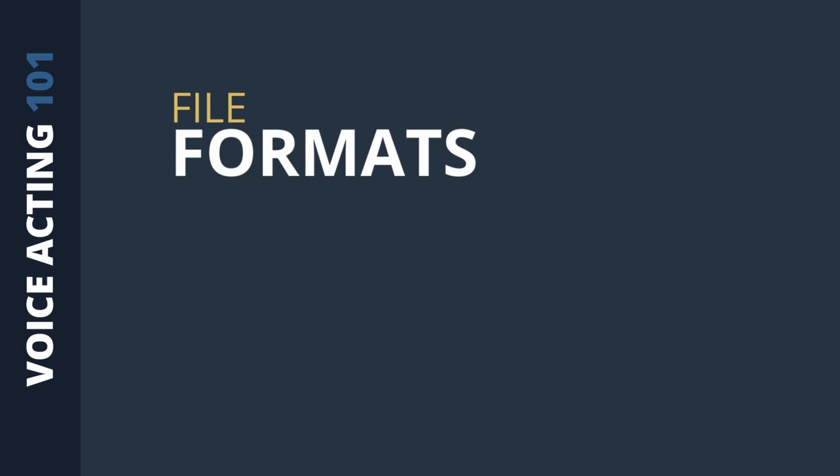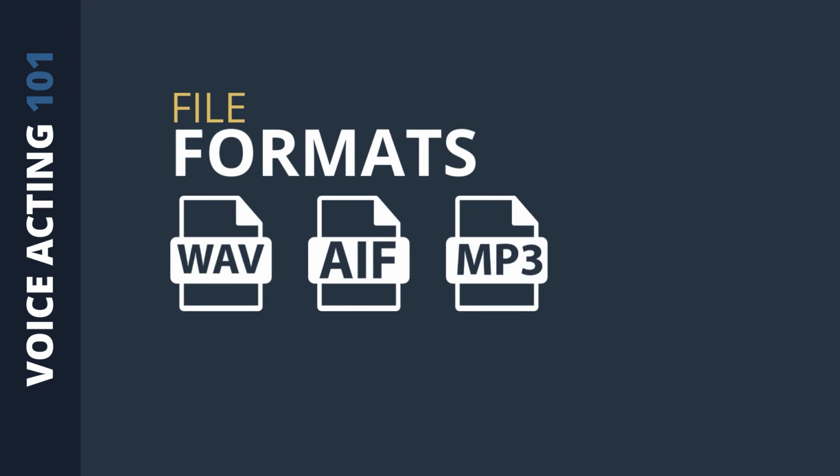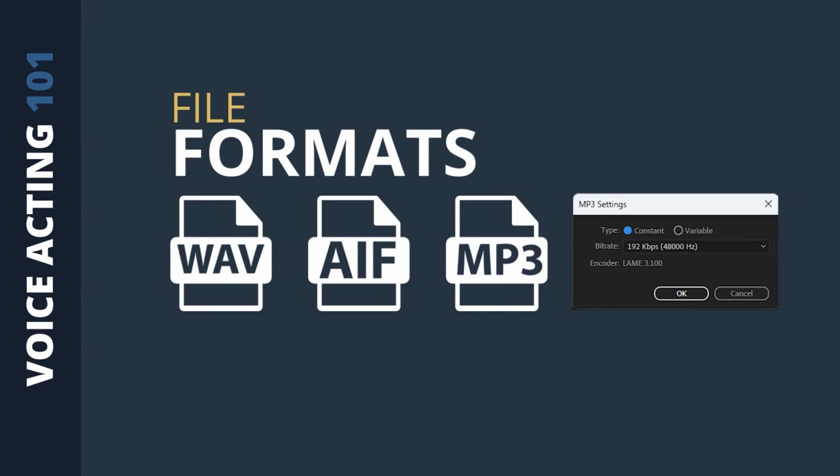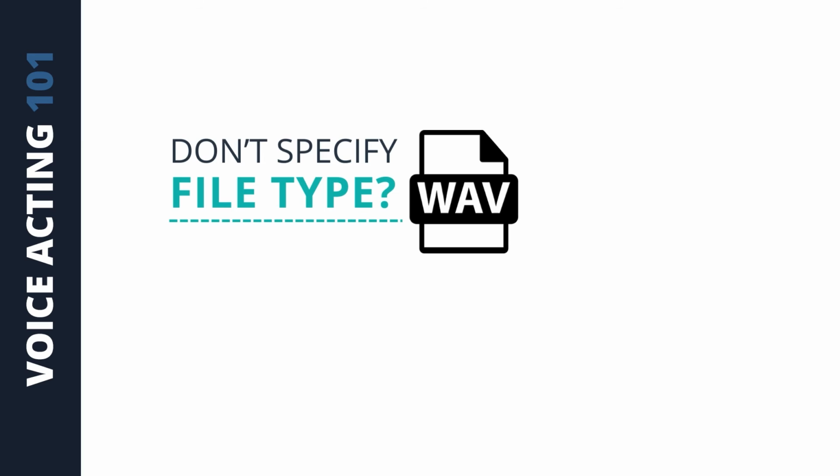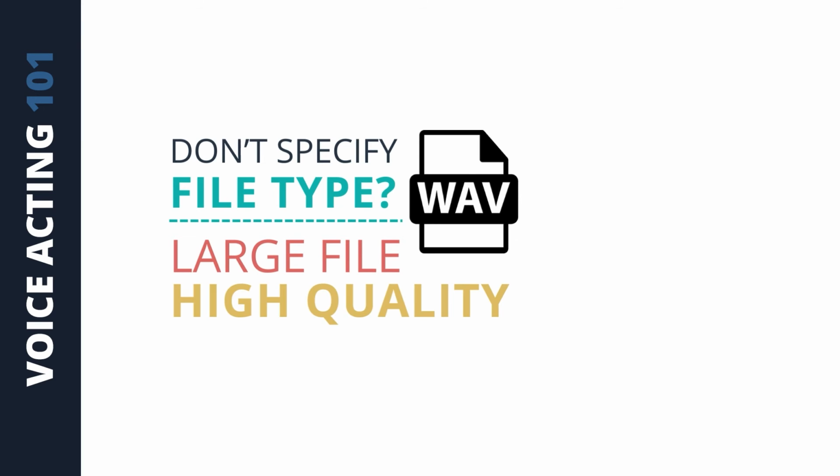Also, when it comes to file formats, the main ones are WAV, AIF, and MP3. If I save a file as an MP3, I go with 192 kilobits per second constant. You'll see that in the file settings when you go to save it. That seems to keep the quality high and the file size low. And if they don't say one way or another what kind of file type they want, usually I just send them a WAV file, since that keeps the quality high, though it's a larger file.